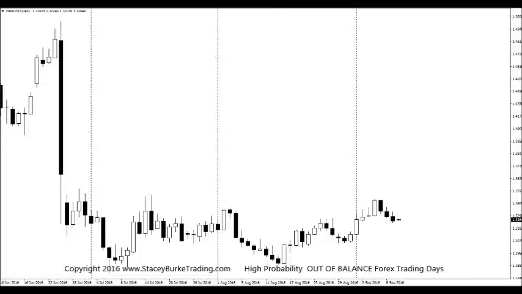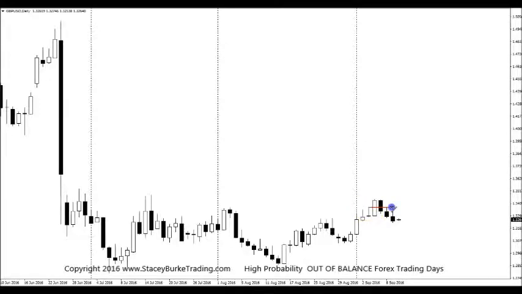If you've read Dalton's book Market Profile, one of the things they talk about is identifying a day that's gone out of balance or potentially may go out of balance. And out of balance, what they're referring to is when a market closes outside of a previous day's range.